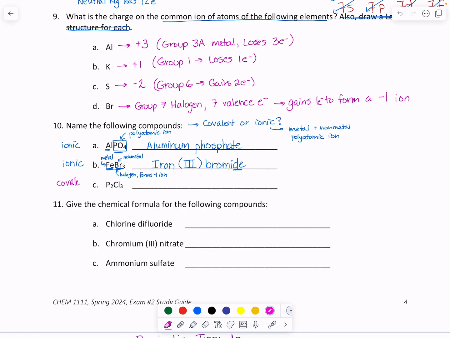When we name covalent compounds, we're going to use the prefixes. So we have 2, which is di, and then we have a 3, which is tri. So this is going to be diphosphorus, tri for 3, chlor for chlorine, and then we're going to end with IDE as the suffix. Okay, trichloride.